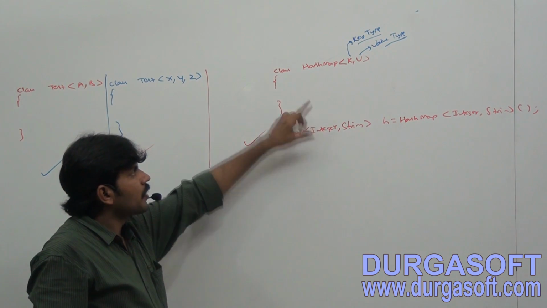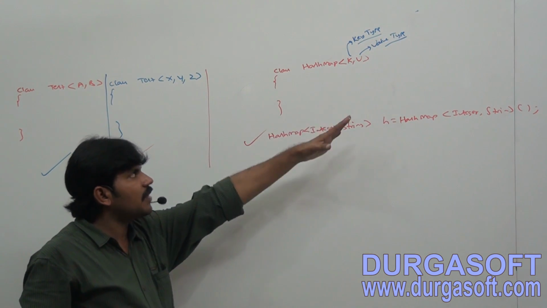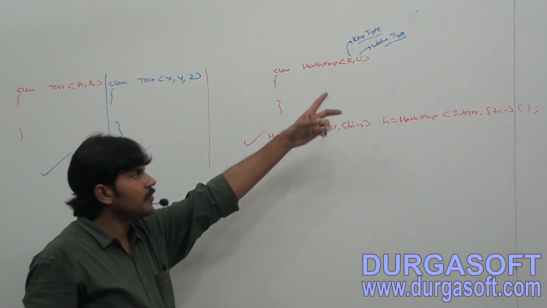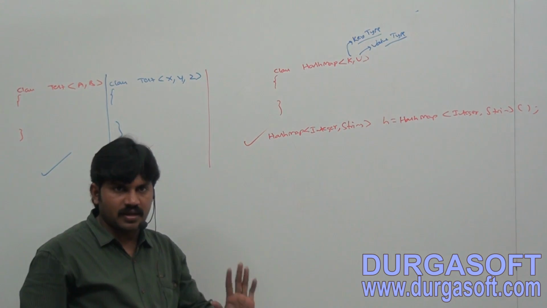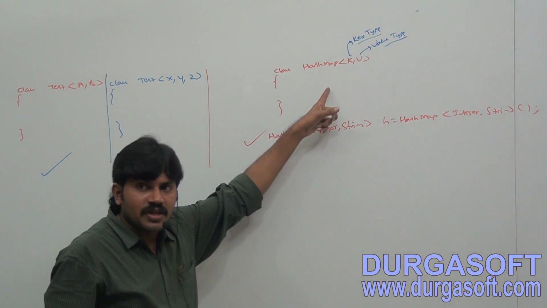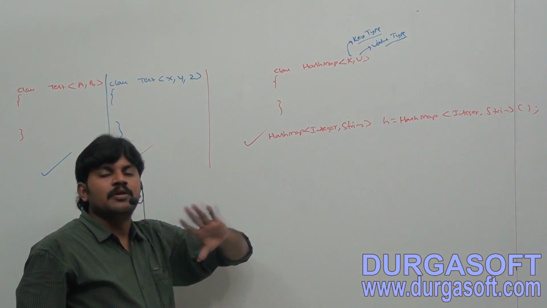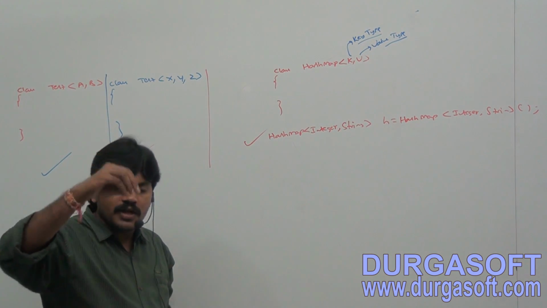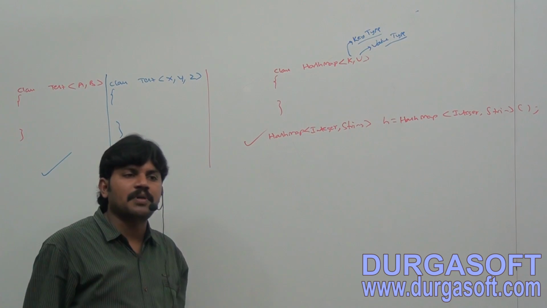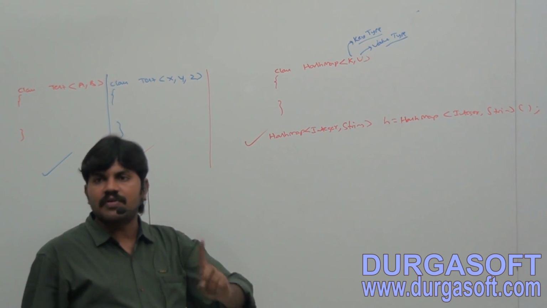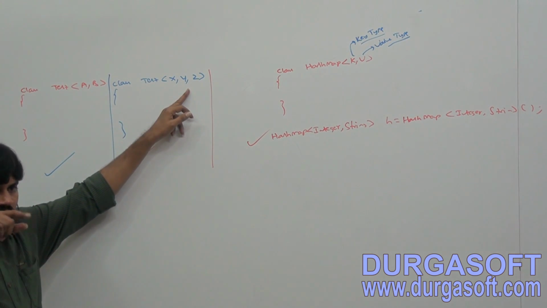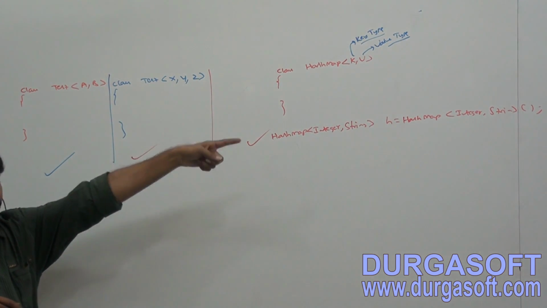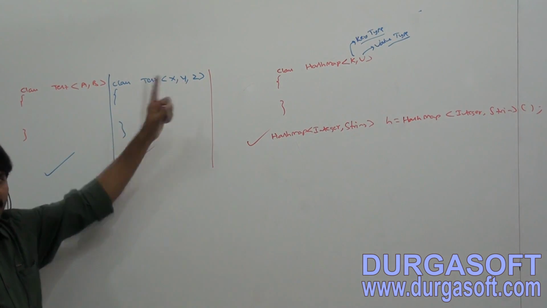Here, class HashMap of K comma V. K means key type, V means value type. You people should have clear clarity. So how many type parameters are we taking? 2 type parameters. Don't feel we have to take only 1 type parameter always. Any number of type parameters based on our requirement, but these type parameters should be separated with the comma, right? K comma V or X comma Y comma Z.